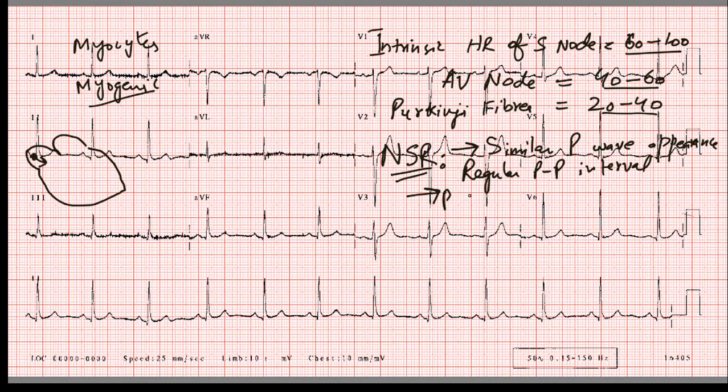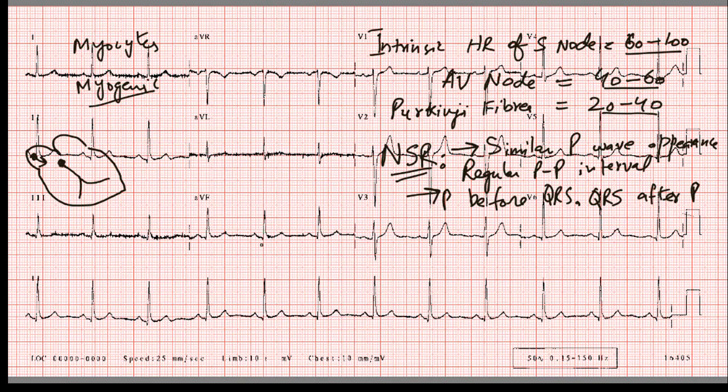The second criterion is P waves should always be before QRS, and QRS should always be following the P wave. Well, the impulse that depolarizes the atria will relay in the AV node, and through the bundle branches will depolarize the ventricles. The same impulse that depolarized the atria now depolarizes the ventricles. So P should be before QRS and QRS should be after P.